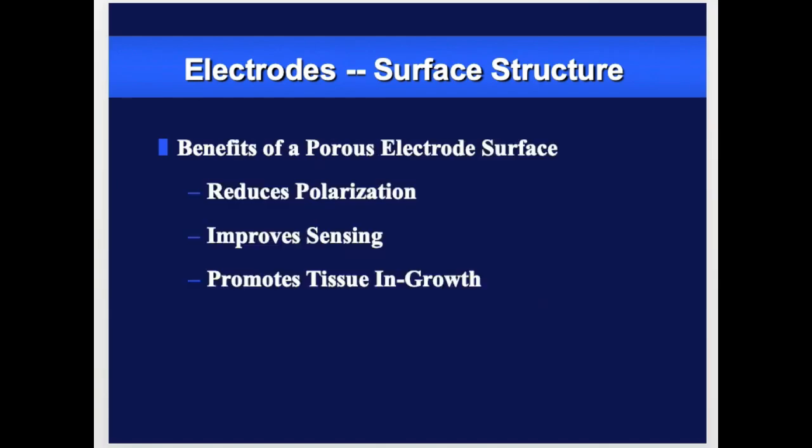Benefits of a porous electrode surface include: porosity increases the functional surface area of the electrode, which reduces polarization. Consequently, more of the output voltage appears at the tip electrode. Porous electrodes with a large functional surface area provide more electrode area for sensing. Sensing is therefore enhanced with functional surface areas. Tissue ingrowth within the porous structure stabilizes the electrode position. Stabilization provides a reliable electrode myocardial contact, which is essential for efficient performance.